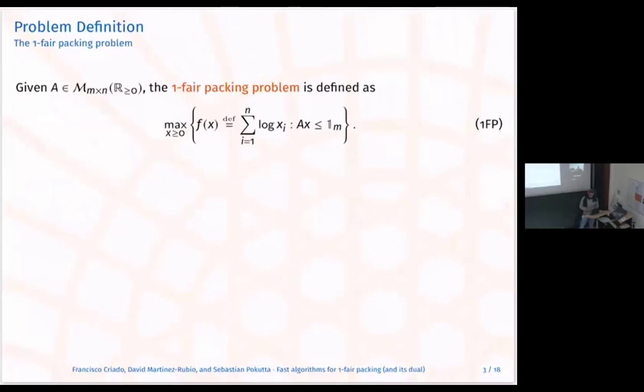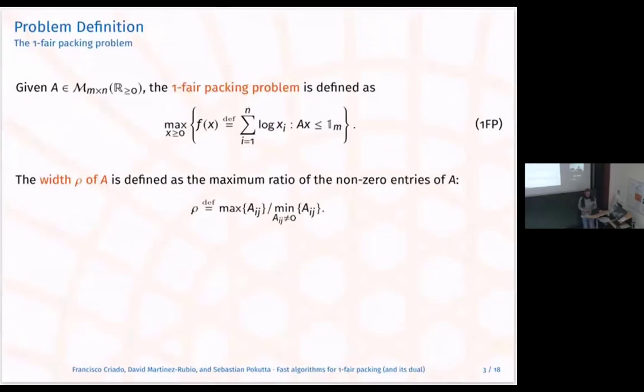So given a matrix A that has non-negative weights, let's say the matrix A is a real matrix, what we want to do is maximize the sum of the logs of the coordinates x_i subject to this packing constraint Ax ≤ 1, and the 1 here is the all-ones vector. On top of that, we have that x should be non-negative, but that's obvious from the setup. Anyways, that's the problem that we care for and that we want to solve.